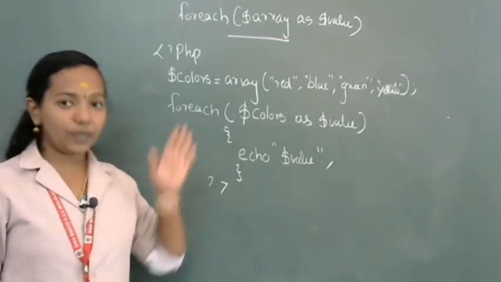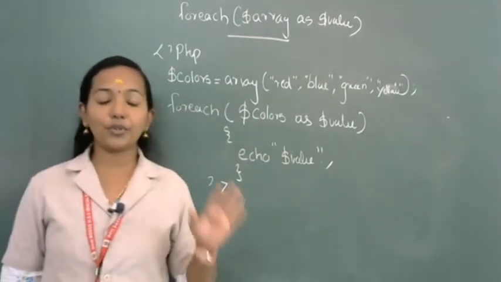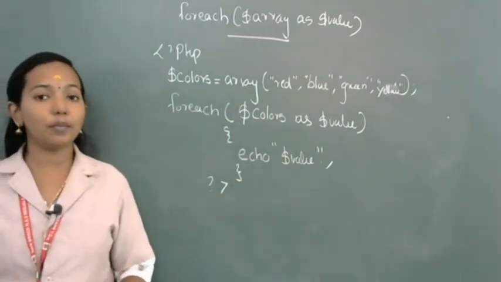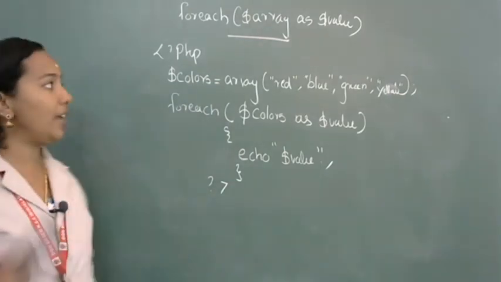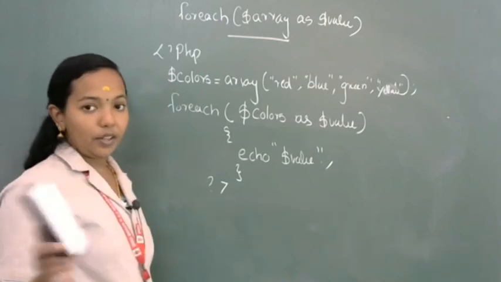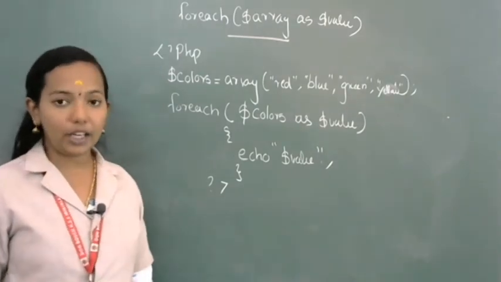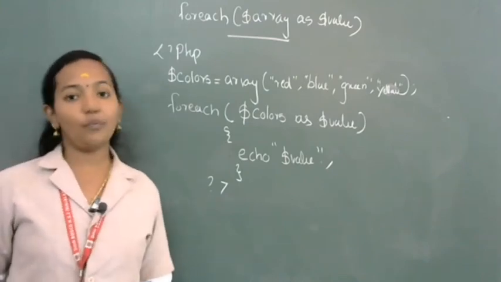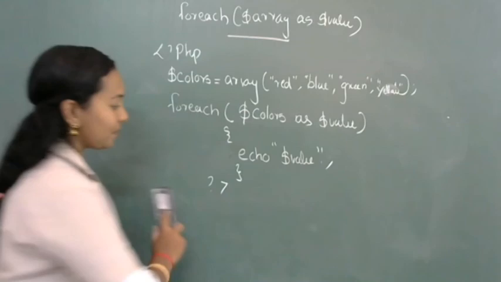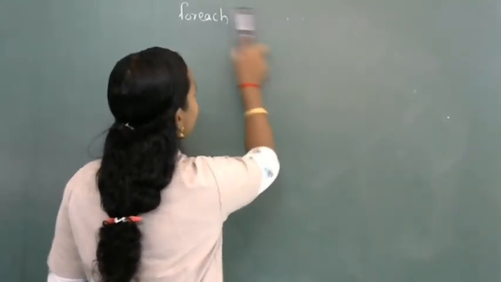Okay, so this is the first method for foreach loop, $array as $values. Normally this method is suitable for indexed arrays. If the array is associative, then we use another method. Okay, I think it is clear. $array as $value. Here $array means the array name, $value means the values. Clear? Then next one, another syntax.